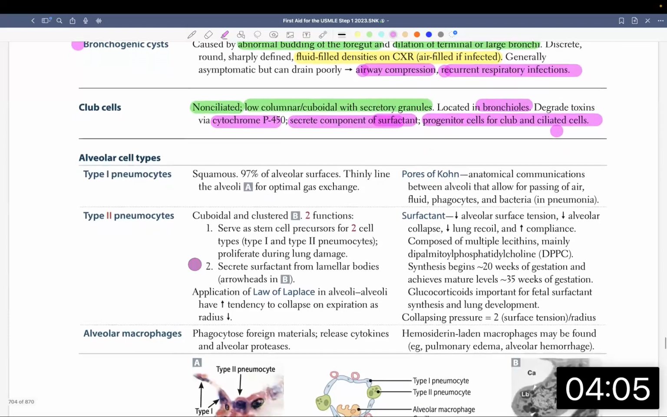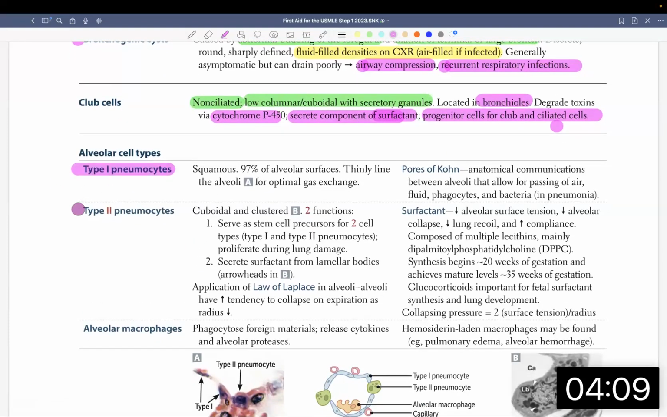Okay. Then other cells, alveolar cell types: we have type 1 pneumocytes and type 2 pneumocytes. Type 1 pneumocytes are squamous, and they form the alveolar surfaces, thinly lining the alveoli for optimal gas exchange. Then we have something called the pores of Kohn. This, I think, is a UWorld question. They are anatomical communications between alveoli that allow for passing of air, fluid, phagocytes, and bacteria, especially in pneumonia.